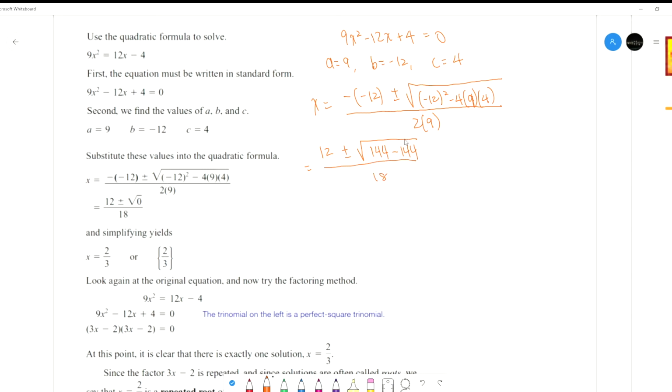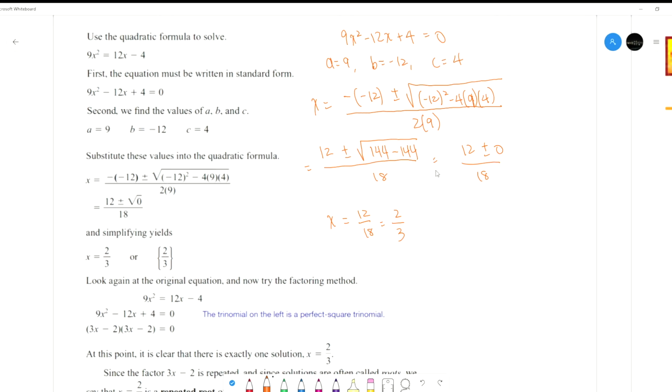So 144 minus 144 is 0. Square root of 0 is 0, right? So do you see how 12 plus or minus 0 means we don't have two different answers, because 12 plus 0 and 12 minus 0 are the same answer. So in the very end, we get x is equal to 12 over 18. We should probably divide this by 6 to both, so we get 2 over 3. So x is equal to 2 over 3.